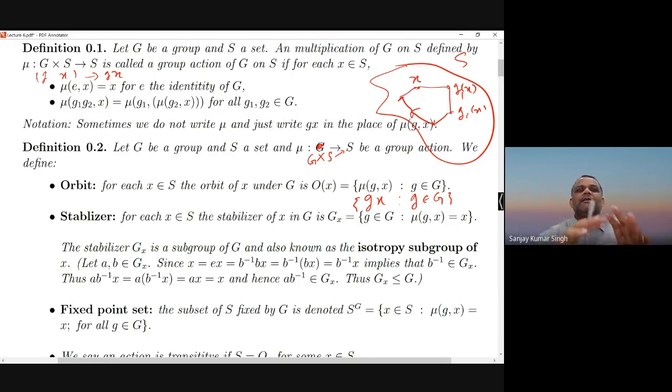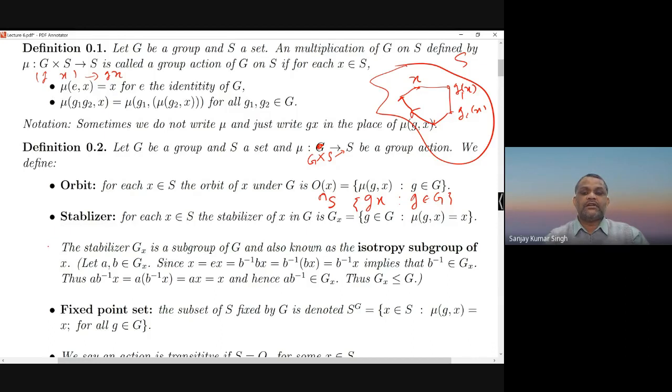So it is like making an orbit. The name is clear because you start from x, and by using elements of G you continue, and there is a possibility that you come back to the same point, and hence we call this set, which is of course a subset of S, the orbit of x with respect to the group action of G on the set capital S.